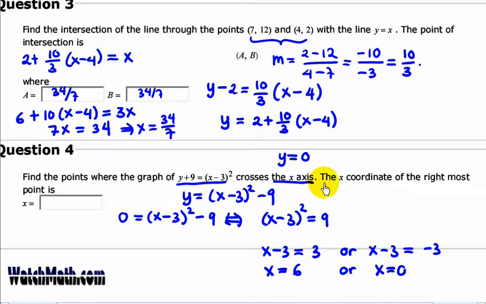But what we want here is the x coordinate of the rightmost point. So if we compare this 0 and 6, then the rightmost x coordinate is 6. So the answer is 6.